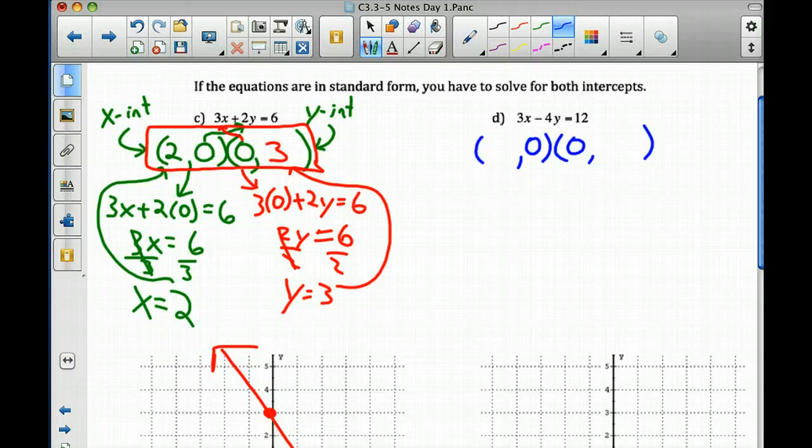Now, we want to find out what x is when y is 0. So everybody put 0 in for y. Write it all out and solve it for x. Go. Put 0 in for y. Solve it for x. Perfect.